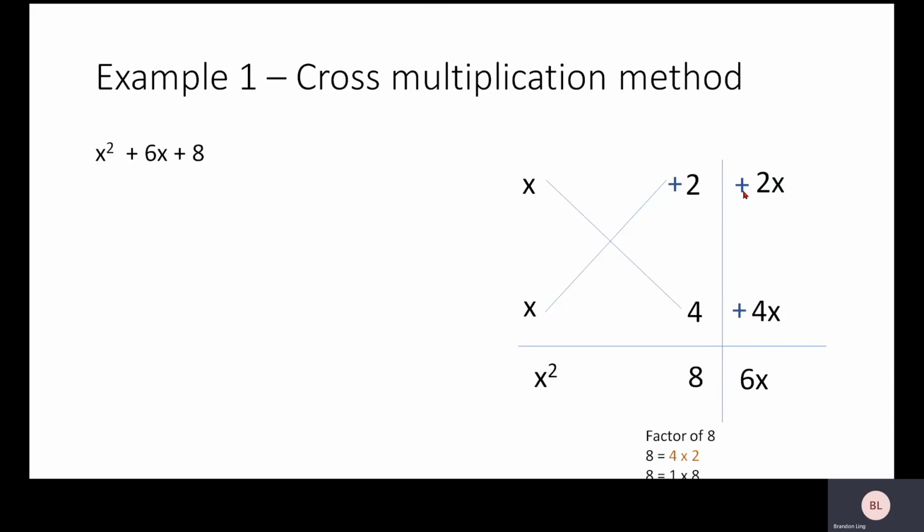Next, you need to move this positive sign to here. So therefore, you are getting plus 2 and plus 4. The next step will be writing x plus 2 here and x plus 4 here. So that's how you get these 2 brackets, x plus 2, x plus 4.